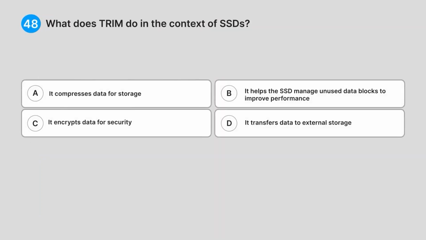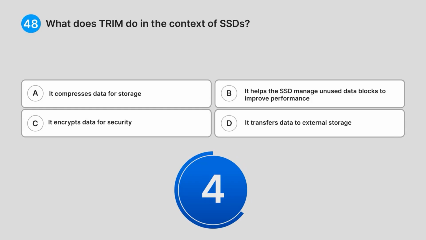48. What does trim do in the context of SSDs? A. It compresses data for storage. B. It helps the SSD manage unused data blocks to improve performance. C. It encrypts data for security. D. It transfers data to external storage. Do you know the answer?